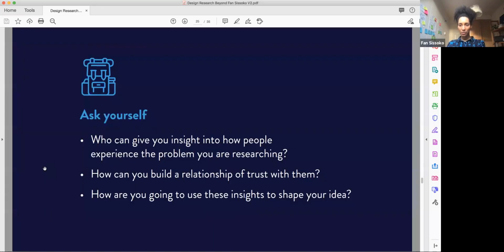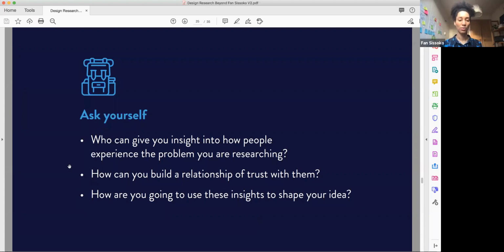Okay, so let's do a tiny little pause and ask, who can give you insight into how people experience the problem that you are researching? How can you build a relationship of trust with those people? And then how are you going to use those insights to shape your ideas?